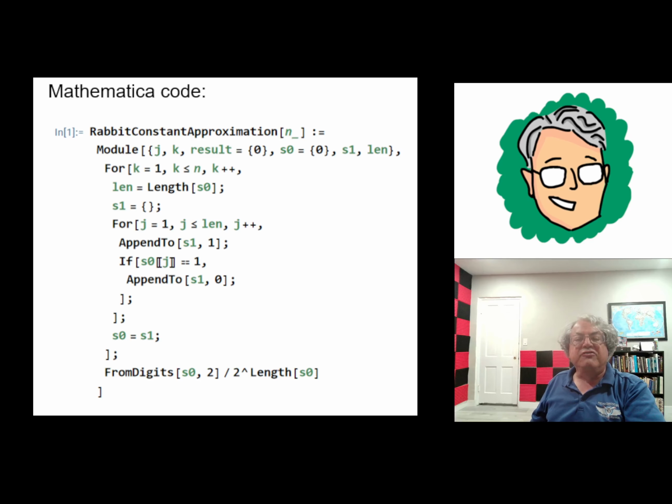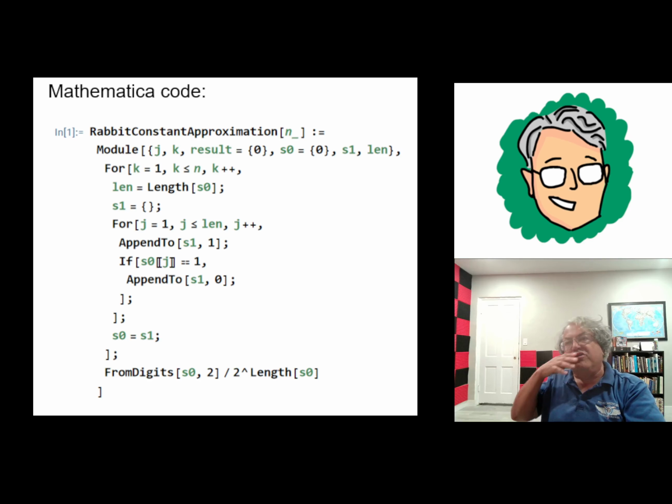I wrote a function called rabbit constant approximation n. That's just the nth, that'll calculate capital R sub n. And I use the definition. I say capital R sub 0 is 0. That's the top line. And then that's the thing I'm calling s 0. And then these are strings I'm working with. So I'm just applying the inflation rules. I'm replacing a 0 by 1 and a 1 by 1, 0.